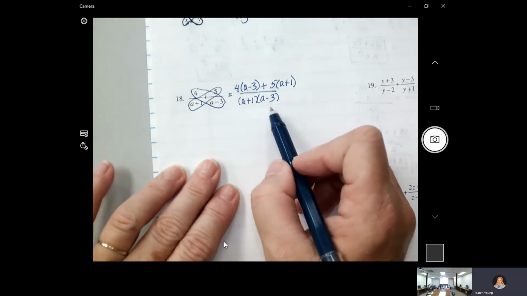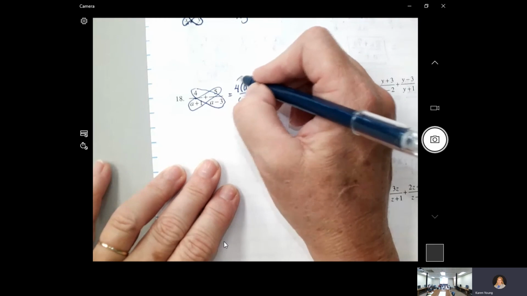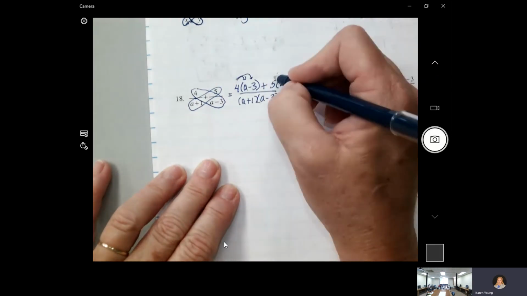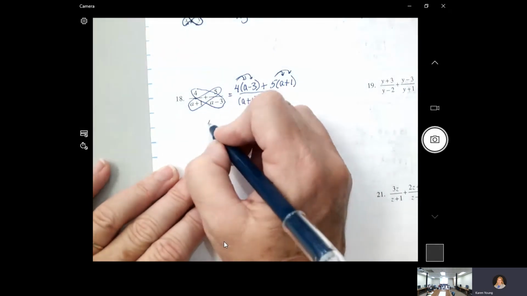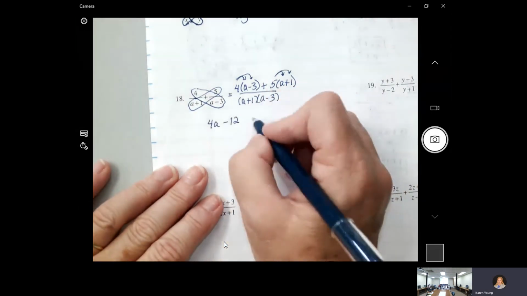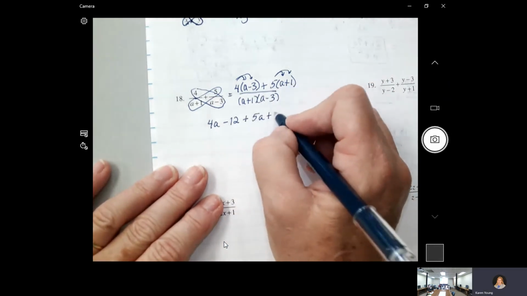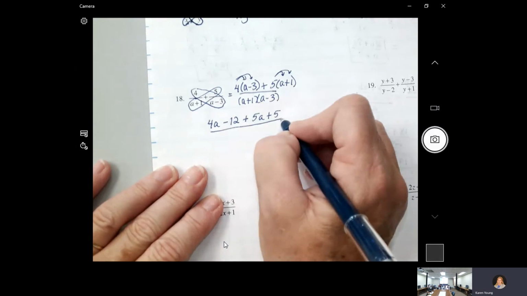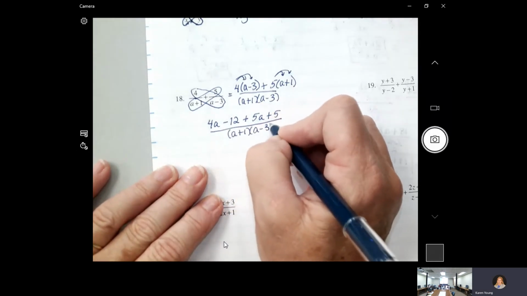To work the bottom out, we have to multiply the top out, though. I'm going to distribute the 4 to a and 3, and then distribute the 5 to a and 1. So that would give me 4a minus 12 plus 5a, 5 times 1 is 5, so plus 5. It's still over the same denominator, a plus 1, a minus 3.